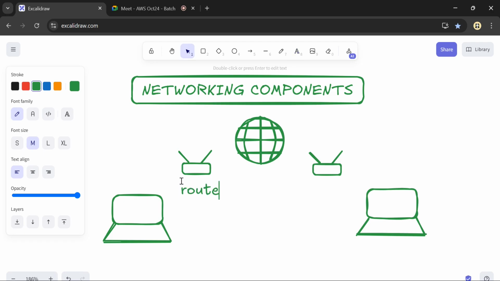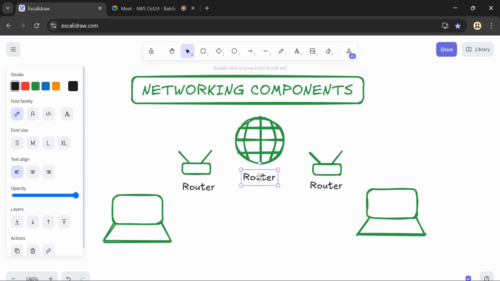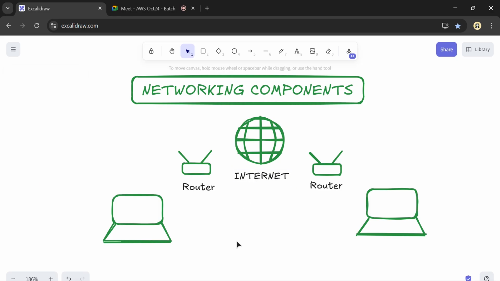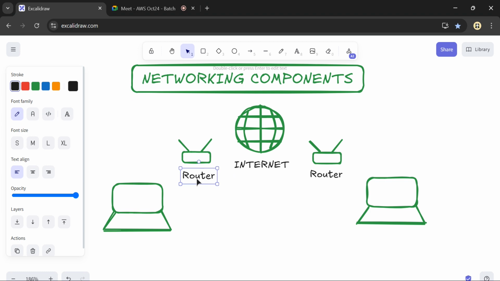Now let's say this is the router, this is the internet, and this is your machine, and this is my machine. So let's say this is, let me call it server 1, or let me call it my server and your server.